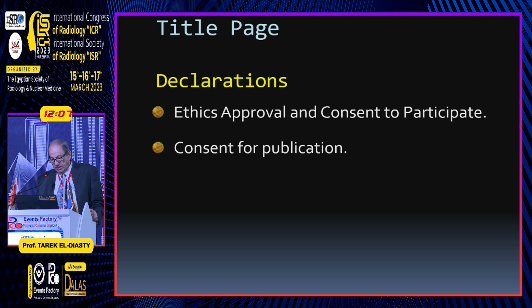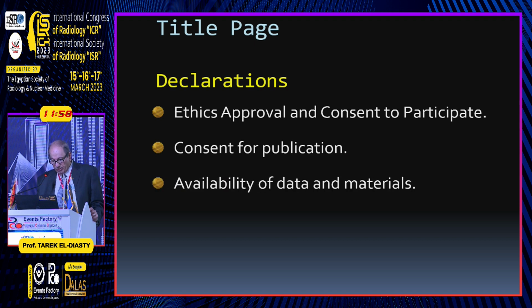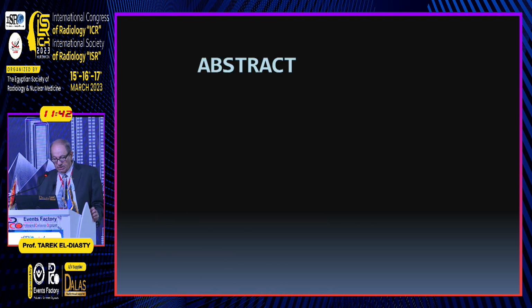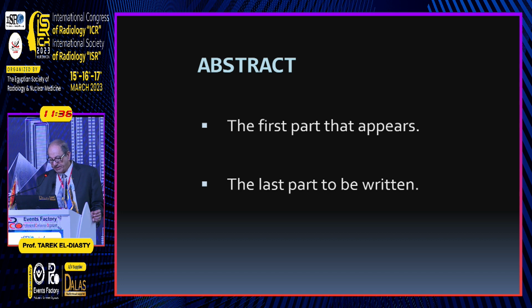Ethics approval and consent to participate is very crucial, and there should be a consent for publication. Availability of data and materials, and to declare that there is no competing interest, and also a declaration about any funding, and authors' contribution. So the abstract is the first part that appears in the article, but it is the last part to be written.